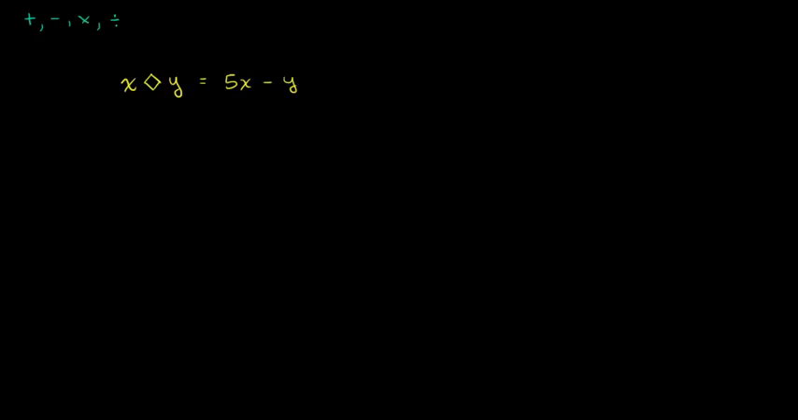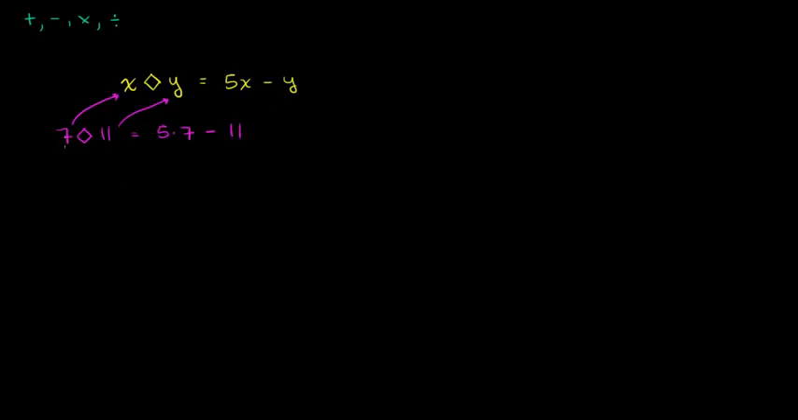So given that definition, what would 7 diamond 11 be? Well, you just go to the definition. 7 diamond 11, for instead of an x, we have a 7. So it's going to be 5 times 7. So let me do it. 5 times 7 minus, and instead of a y, we have an 11. So one way to think about it is, in our definition, every place you saw an x, you can replace with a 7. Every place you saw a y, you replace with 11. So you have minus 11 over here.